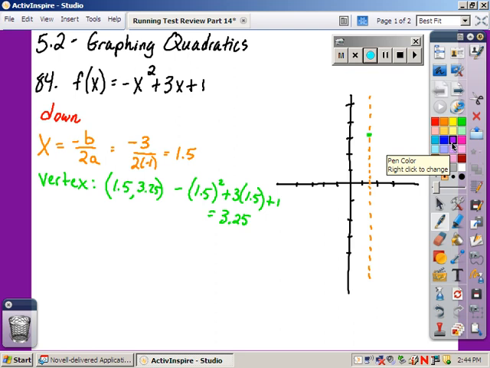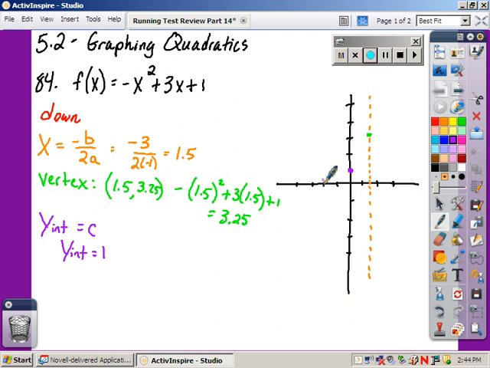The next step of this is a y-intercept. Y-intercept is a simple one. It's equal to the c value. So for this problem, our y-intercept is equal to +1. So we go to the graph and we put a point at +1 on the y-axis for our y-intercept.